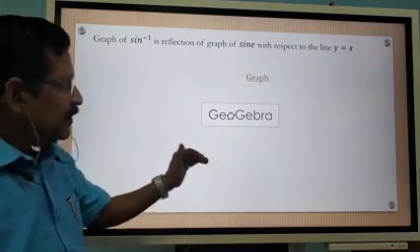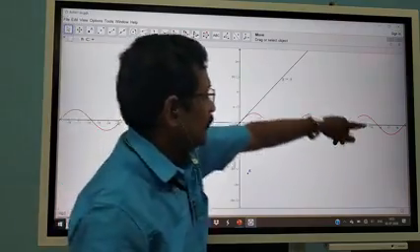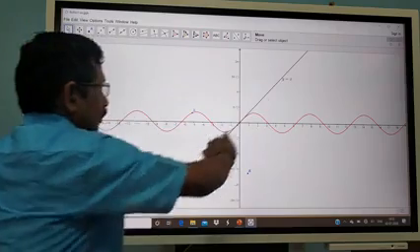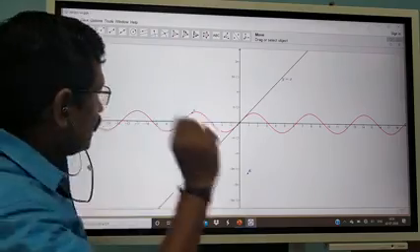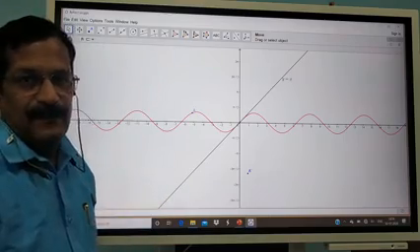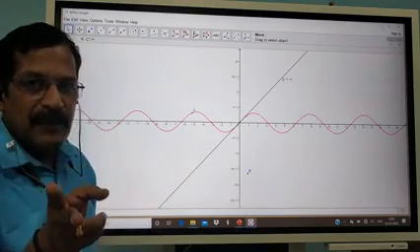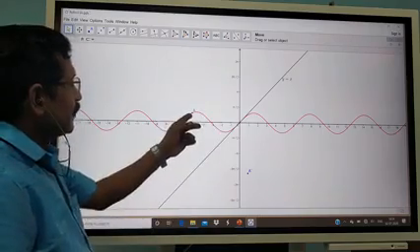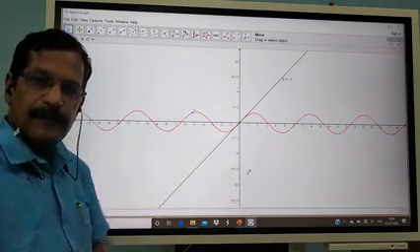In GeoGebra you can see the graph of sine. Sorry, this is the graph of sine, and this line is the line y is equal to x. I am taking a point A on the graph of sine x. I am taking the reflection of A with respect to the line y is equal to x, which is A dash.